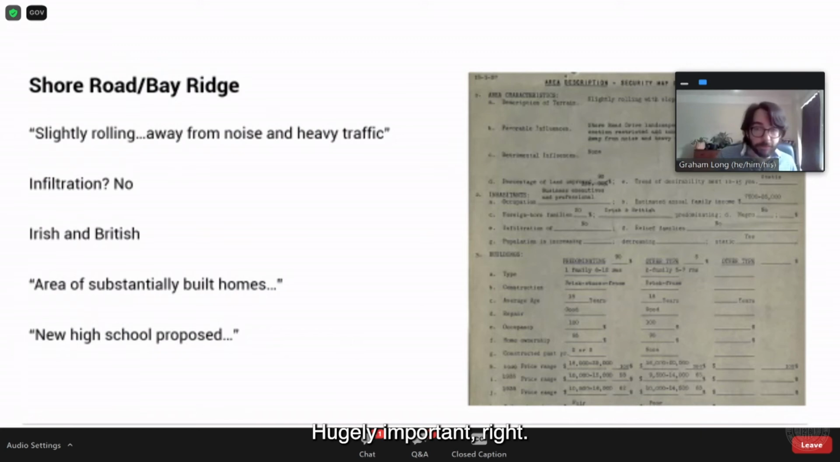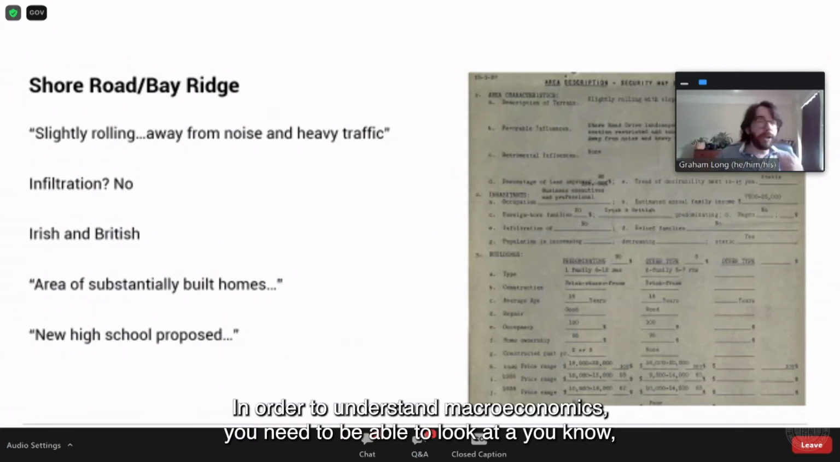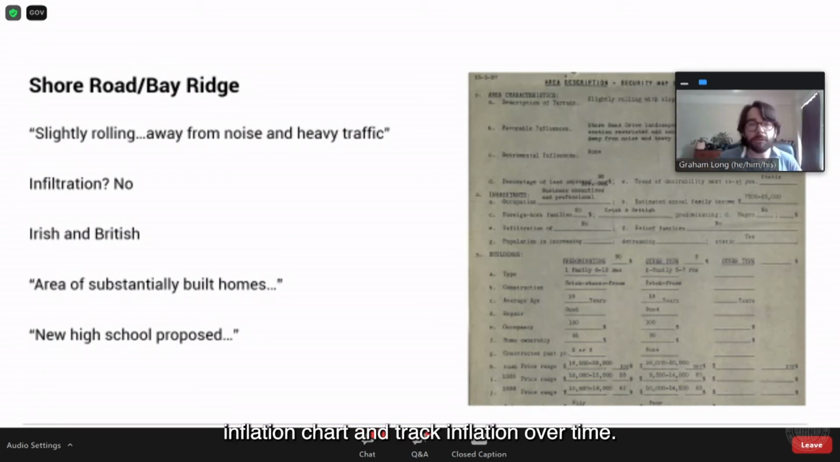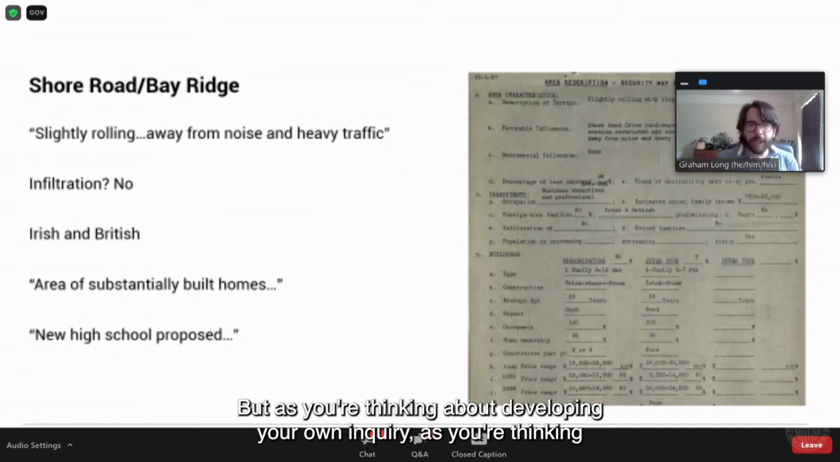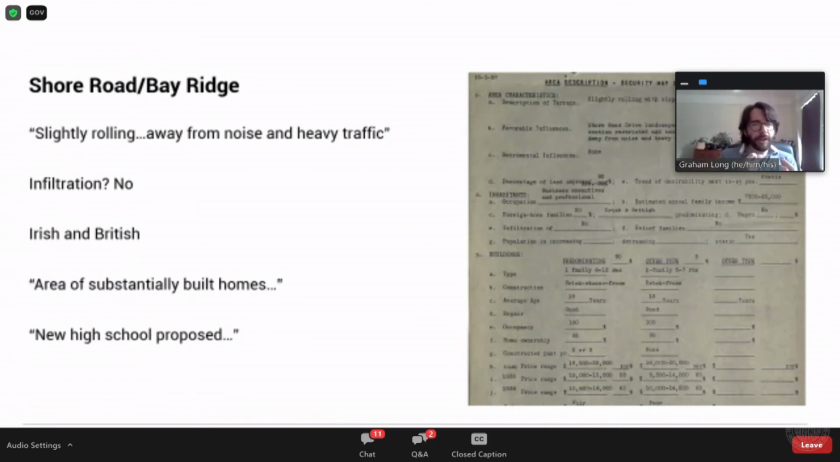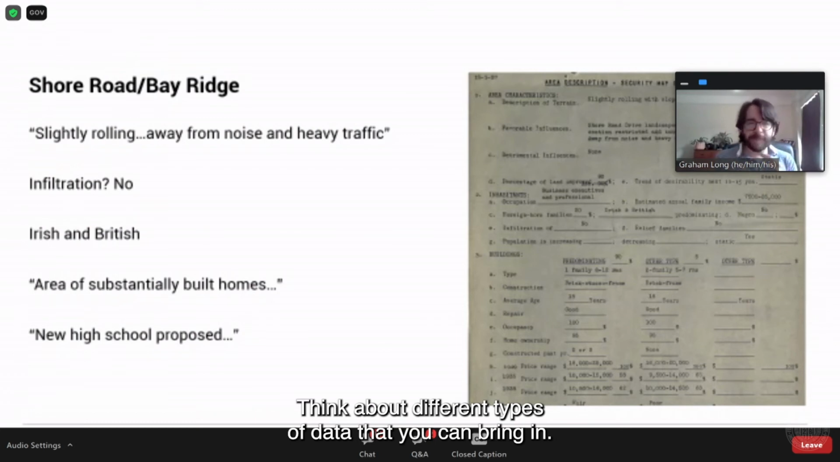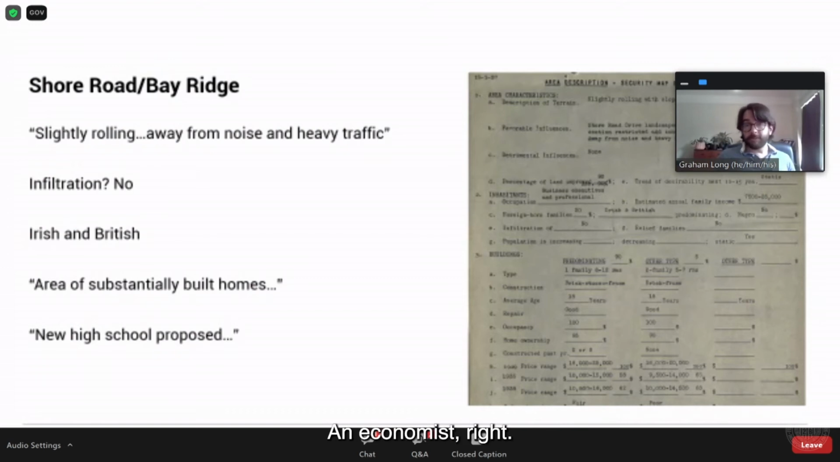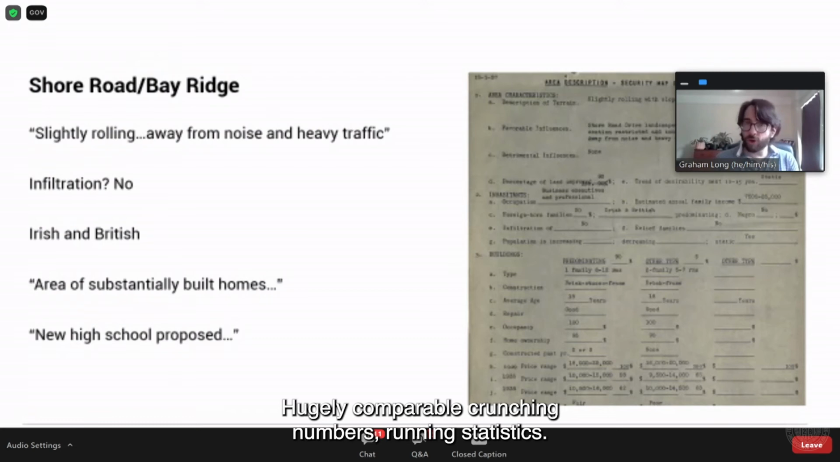Hugely important, right? In order to understand macroeconomics, you need to be able to look at an inflation chart and track inflation over time. But as you're thinking about developing your own inquiry, as you're thinking about how you might want to do compelling and supporting questions, think about different types of data that you can bring in. Think about Dr. Johnson, an economist, right? Hugely comfortable crunching numbers, running statistics.